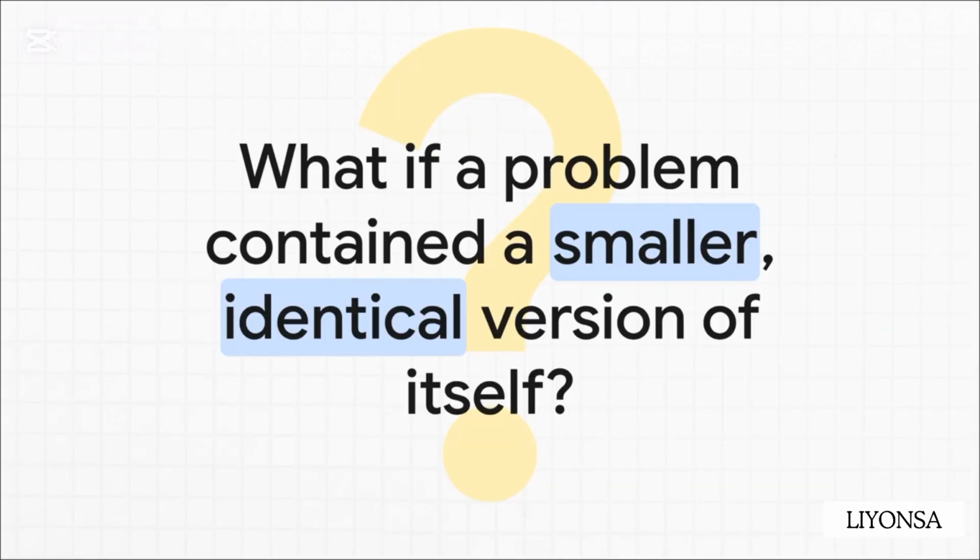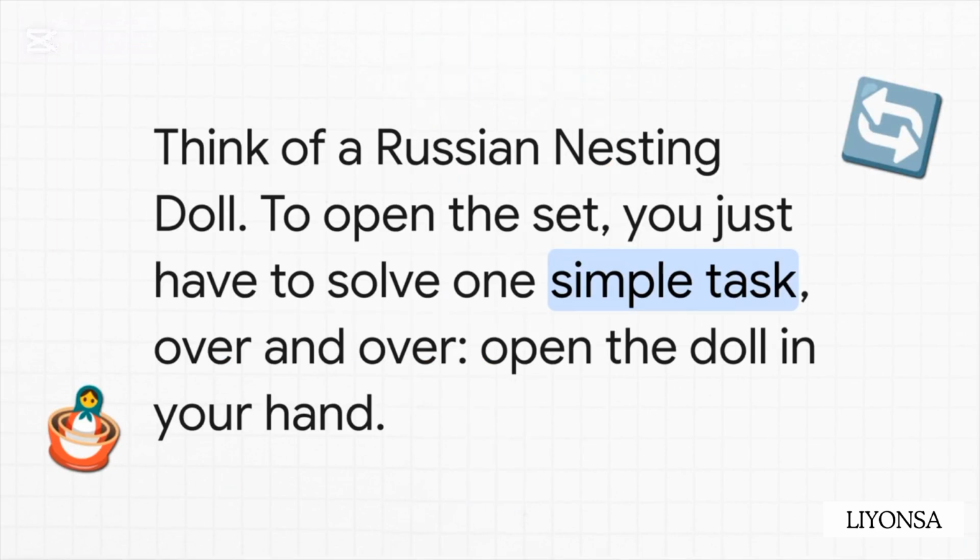Just imagine for a second, what if a big, messy problem actually had a smaller, identical version of itself tucked right inside? And what if that smaller problem had an even tinier one inside it? The perfect way to picture this is with a Russian nesting doll.